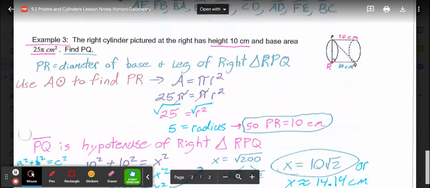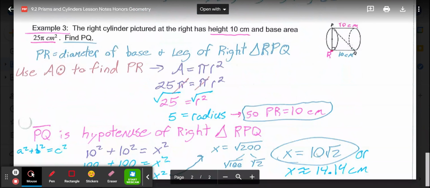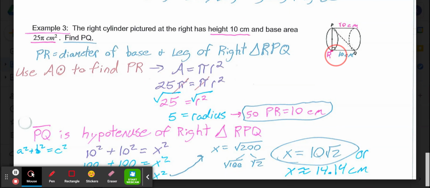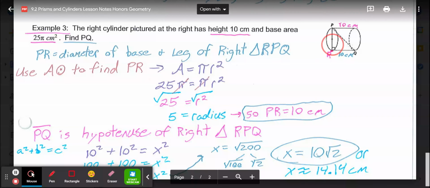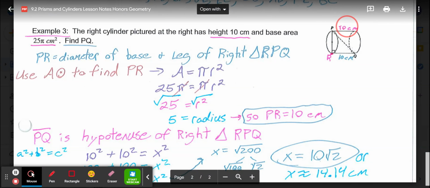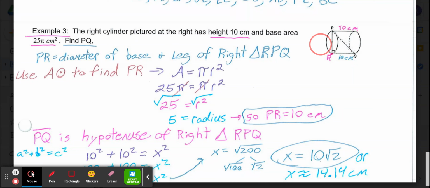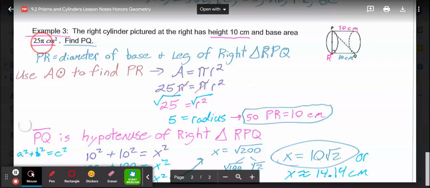And then we get to our last example for this lesson. Example 3 tells me I have a right cylinder pictured at the right. And the key here, why it matters that it's a right cylinder, is I have the right angle here that eventually allows me to use this right triangle. The right cylinder has a height of 10 centimeters. So the distance in between our base circles is 10 centimeters. So right here would be 10 centimeters, same with down here. And we know the base area of the circle is 25 pi centimeters squared. They want us to find this diagonal of the cylinder, PQ.